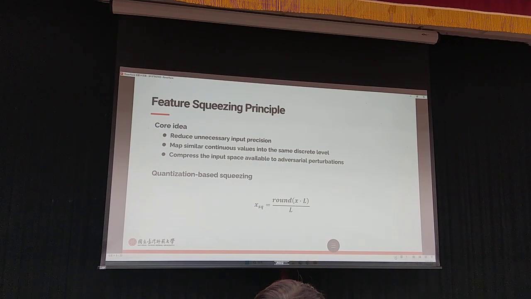Feature squeezing reduces unnecessary input precision. For normalized HSI data, continuous input values are mapped into fewer discrete levels. This compresses the input space available to adversarial perturbations. In this work, I use quantization-based squeezing. The input is multiplied by L, rounded, and divided by L. The value of L controls the trade-off between preserving spectral details and suppressing small perturbations.